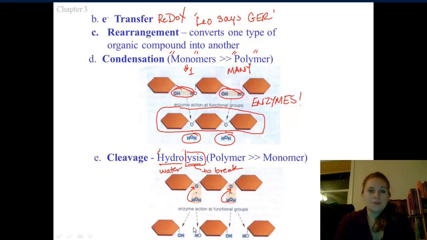So just as an overview, this is the beginning. From here, we're going to get in specifically to the various types, the four main classes of organic molecules: lipids, carbohydrates, proteins, nucleic acids. Stay tuned for that.